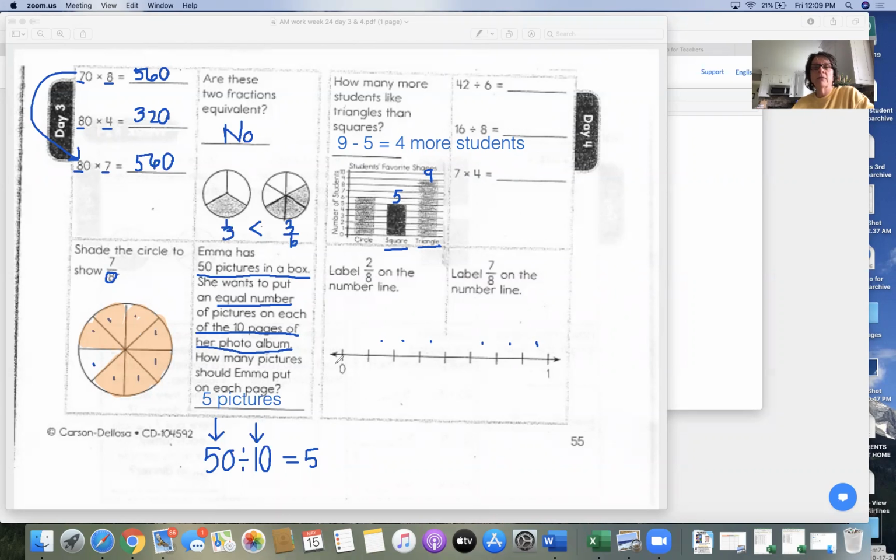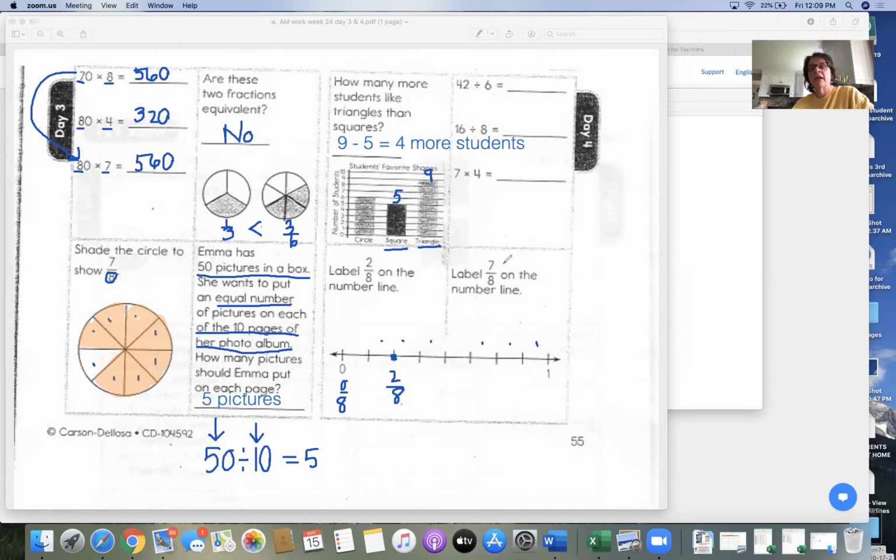Well, this would be 0 eighths right here. And then I can count on from 0 eighths. So 0 eighths, 1 eighth, 2 eighths, right there would be 2 eighths. And I'm not going to label all the fractions. And then this question actually goes over here.